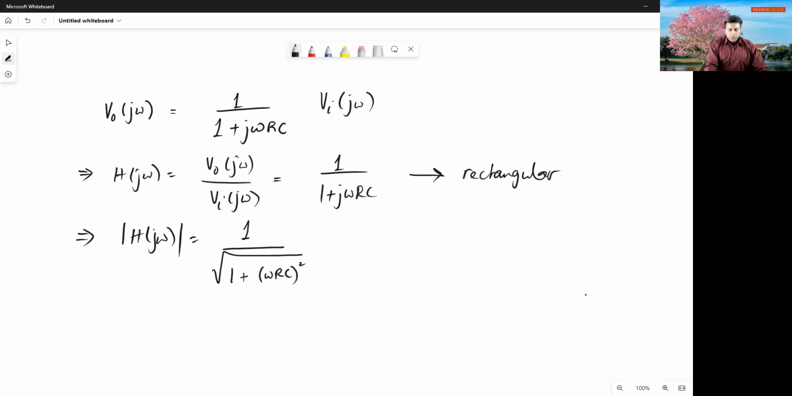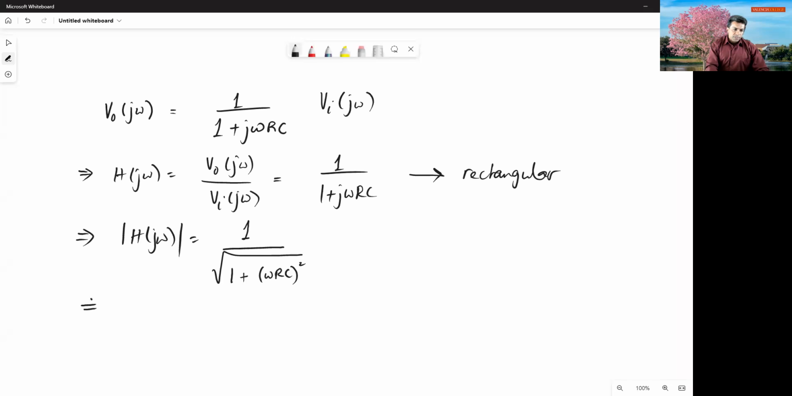And as you change the value of omega, this magnitude is going to change. Observe that when omega is 0, the magnitude will be 1. And as omega increases, the magnitude is going to decrease. So this is basically what we call a low pass filter. It lets low frequencies go through it and it stops the high frequencies. Observe that when omega becomes very large, the denominator is going to become very large, and the magnitude is going to drop down to a very small number, and eventually it's going to become 0.